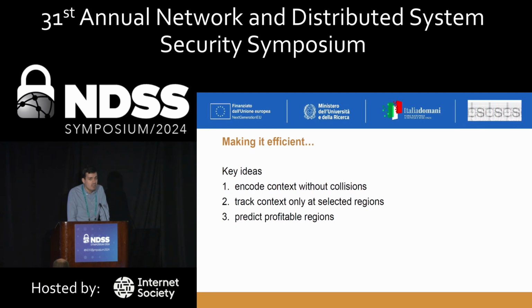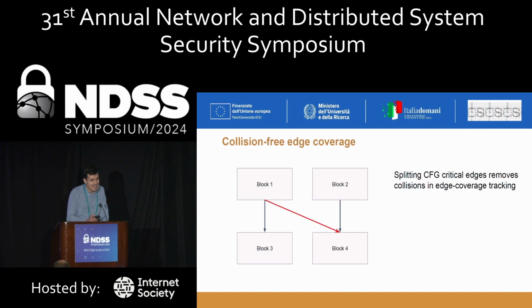First, we wanted to get rid of the collision problem, and we came up with a design that is fuzzer friendly for encoding the context without collisions. And then we proposed to not apply context sensitivity everywhere, but to do it only on some program portions. And then the question is, which program portions? But I'm going to get there in a minute. Let's start with removing the collisions.